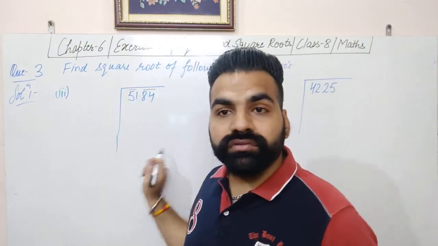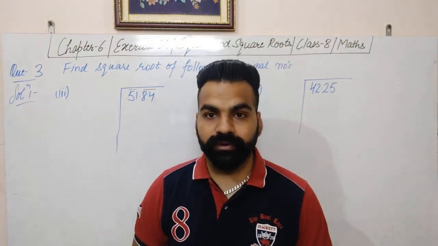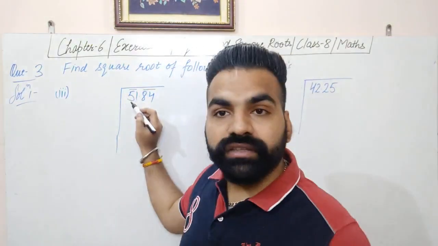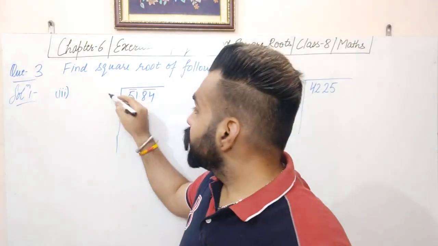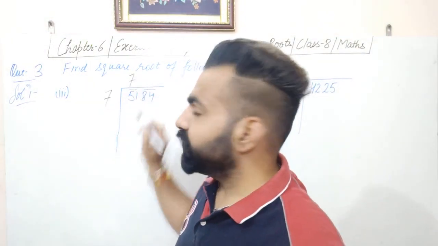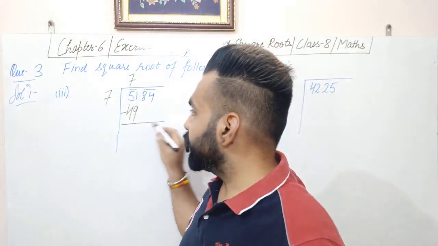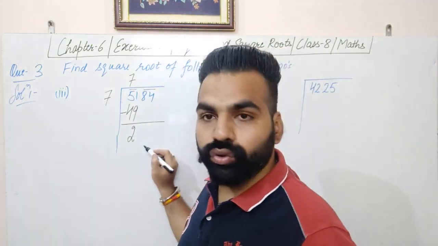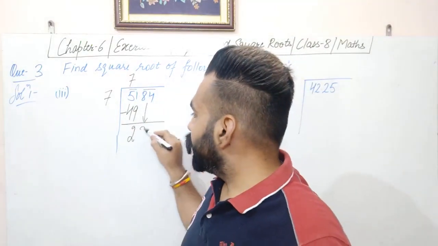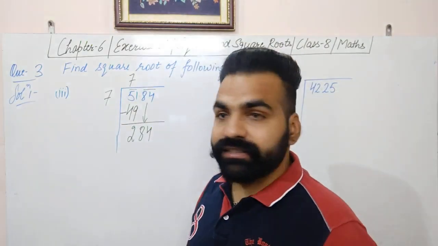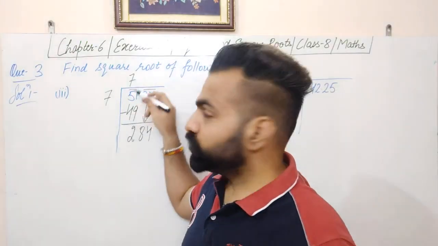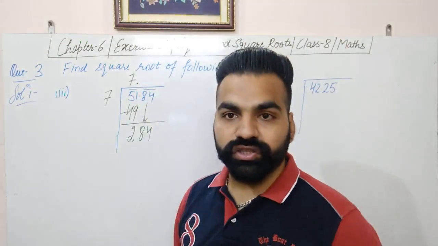So we have to think of a perfect square number which is less than 51. That number is 49. So we will take 7 here and 7 in the quotient also. This will be equal to 49. We will subtract and this will be equal to 2. This pair will be taken down, 84. And since there is a decimal place here, we will put a decimal in the quotient.